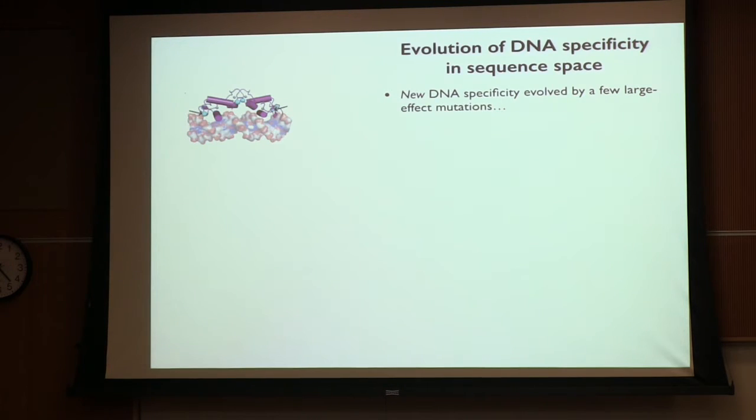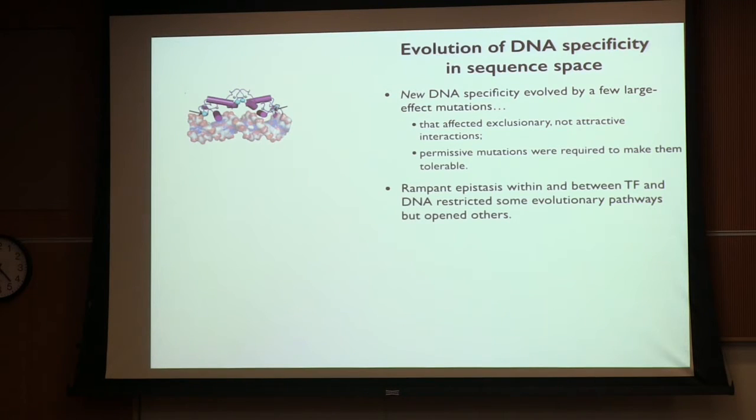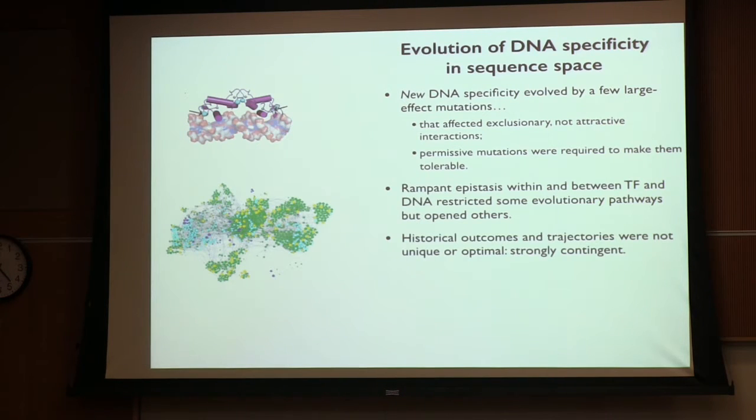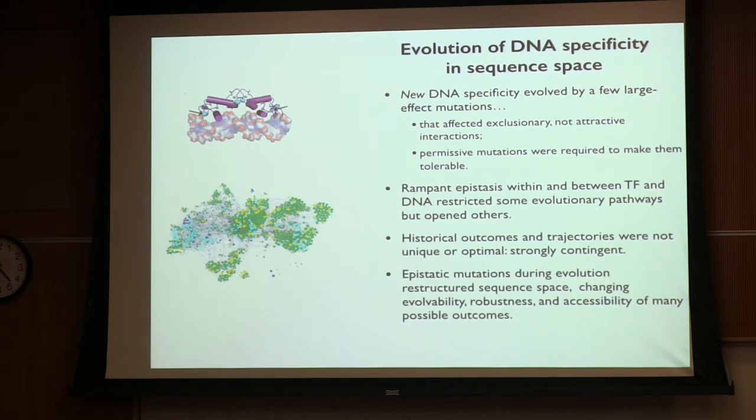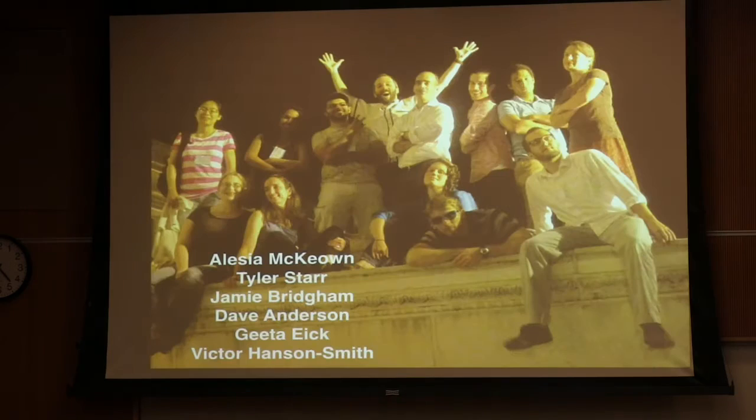So take-home messages. The new specificity for DNA evolved by a few large effect mutations that affected exclusionary, not positive interactions, but a large number of permissive mutations were required to make them tolerable. There was massive epistasis that restricted some evolutionary pathways but opened others. And therefore, the historical outcomes and trajectories were not unique, they were not optimal, they were not the most accessible, they were simply the ones that appear to have occurred. So those epistatic mutations during evolution restructured the topology of sequence space, they changed the evolvability and robustness of the protein, and the accessibility of many possible outcomes.